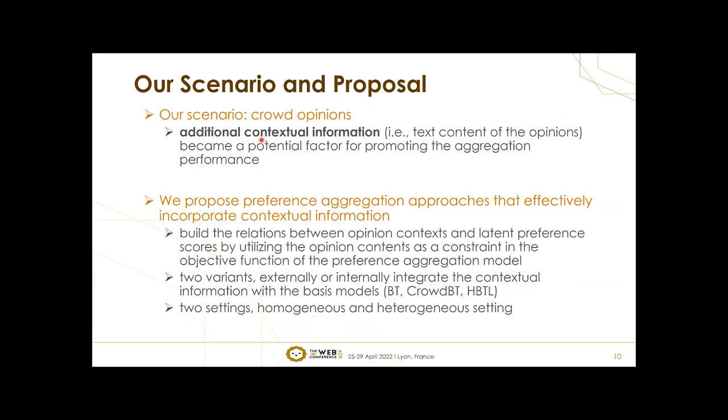But in our scenarios, we have the crowd opinions. They are text content, one or several sentences. So actually we have additional context information. So why not utilize this additional information to promote the performance of the aggregation? Here we propose a preference aggregation approach that can effectively incorporate the context information. We build a relation between the opinion context and the latent preference scores by utilizing the opinion contents as a constraint in the objective function. And we have some variants and different settings of our proposed method.